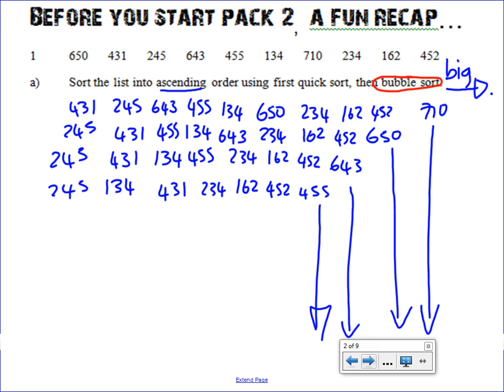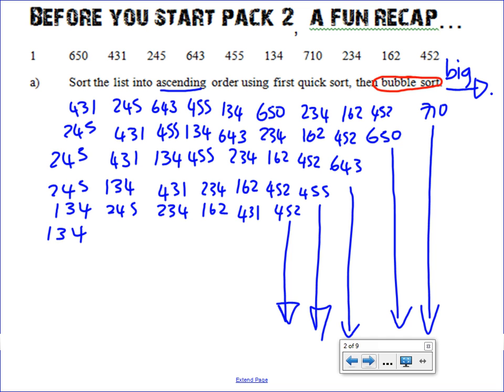That one's now fixed. Okay, 2, 4, 5 now can move, but only one space. 431 can move to here. Then the 2, 3, 4, and 1, 6, 2 move. 4, 5, 2 can't move, is now fixed. 1, 3, 4 can't move. 2, 4, 5 can move to here. The 2, 3, 4, and the 1, 6, 2 move out the way.